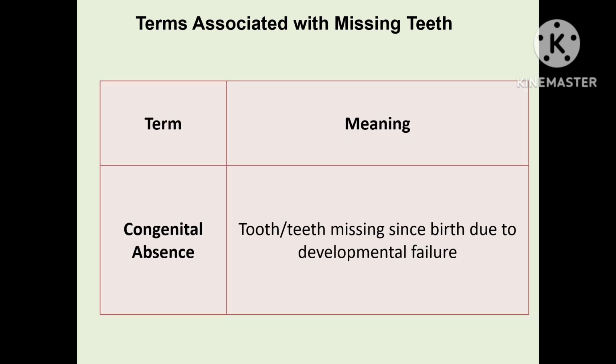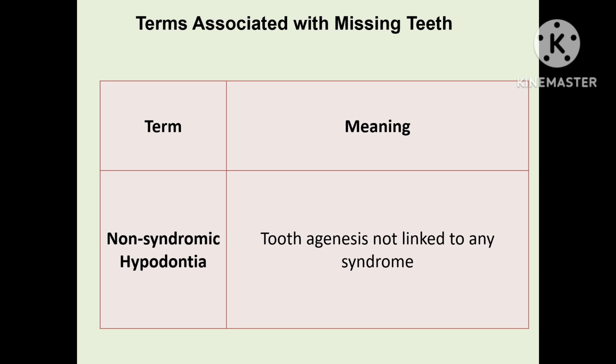Finally, hypodontia may occur with syndromes like ectodermal dysplasia. This is called syndromic hypodontia. If it happens in isolation without any other systemic issue, we call it non-syndromic.